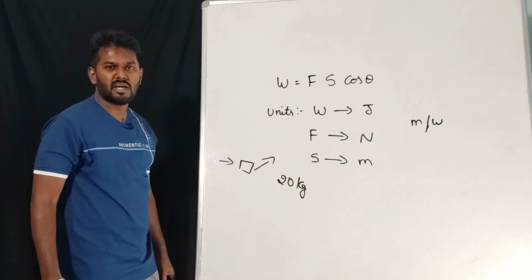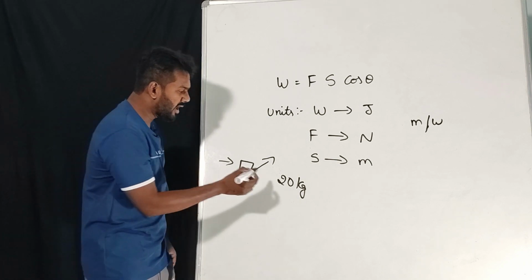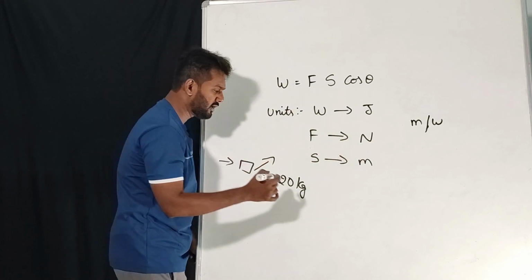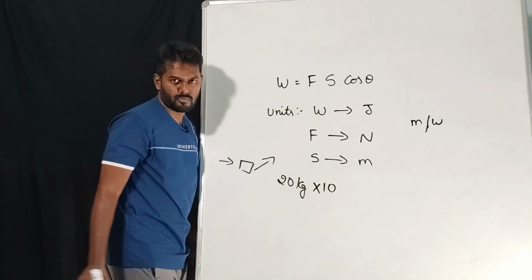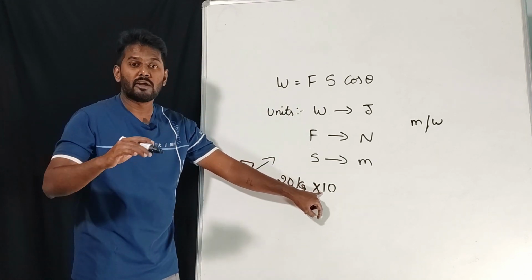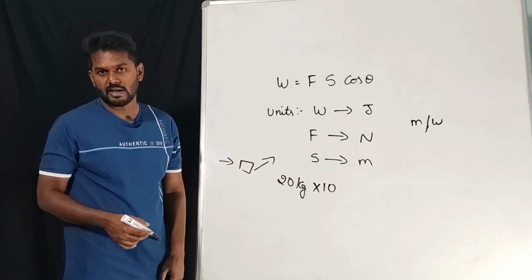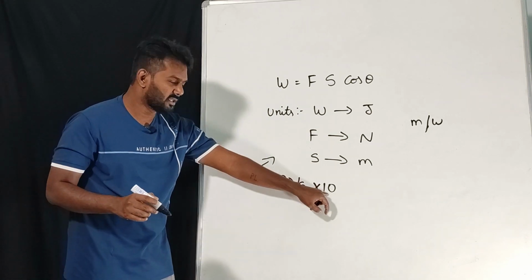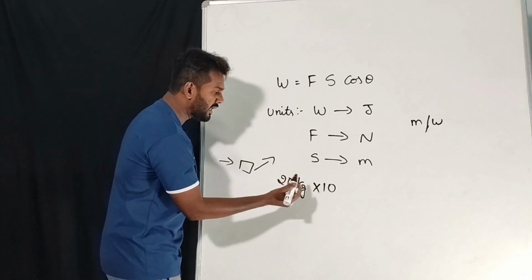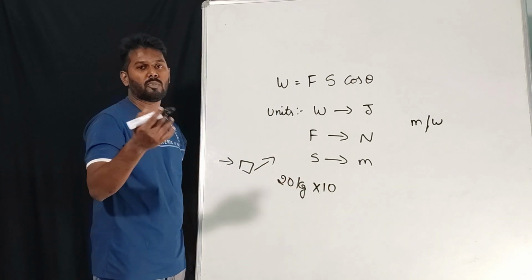20 kg is the mass of a boy. Then we have to convert this kg in terms of Newton. How we can convert? Into 10. This value sometimes they will give in the question. If not, you have to assume it as 10. G value is nothing but this 10. In some question they will mention G is equal to 9.8. Then instead of taking 10, you have to take 9.8.